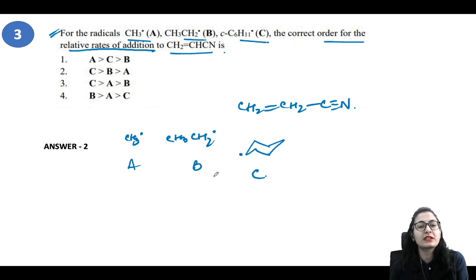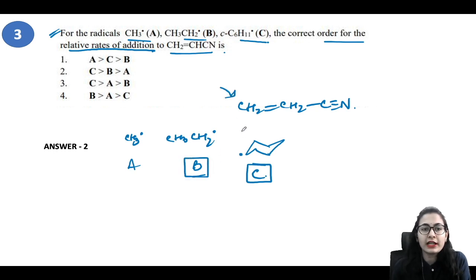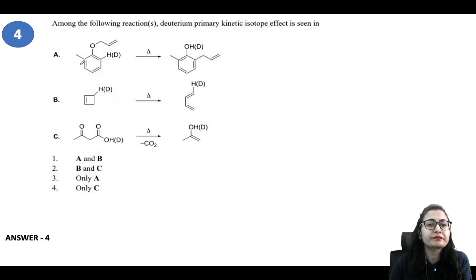Now, which is the most stable radical? This is the most stable radical. The most stable radical is going to do conjugate addition from over here. So to this alkene which has an electron withdrawing group, this kind of attack will take place better with the most stable radical. So this is the order, option number 2. Okay, moving onwards to the next important question.